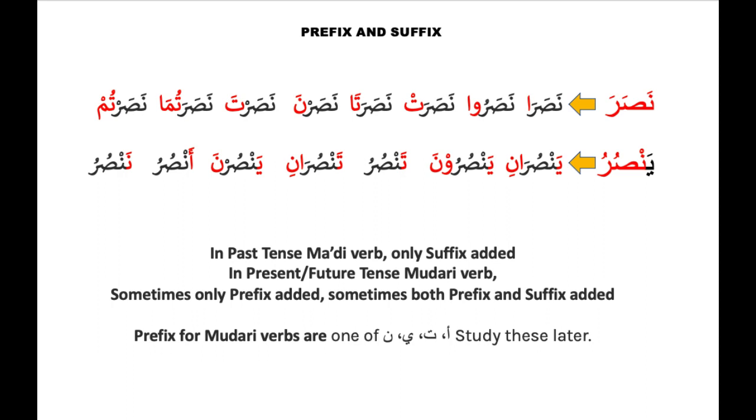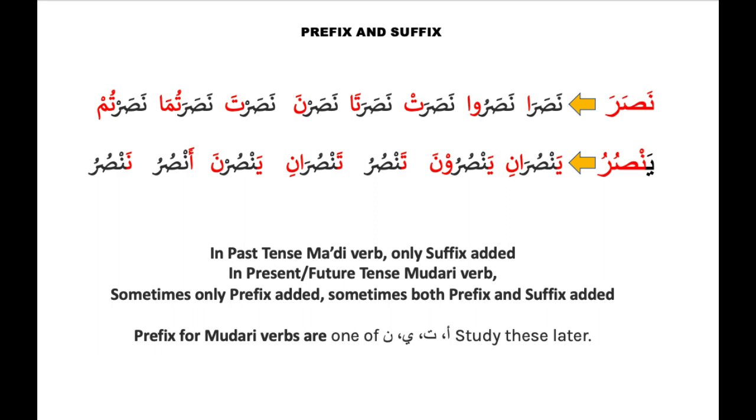Nasarata, ta fatha alif is added. So ta is the suffix here. Nasarna, nun fatha added, so na is the suffix here. Nasarta, ta with fatha is added, so ta is the suffix here. Nasartuma, tuma is added, so tuma is the suffix here. Nasartum, tum is the suffix here.